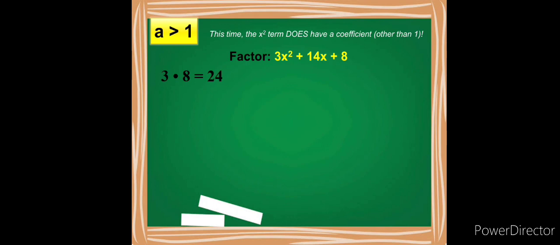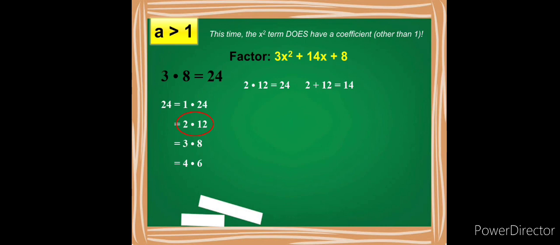The next step is to list all pairs of numbers that multiply to equal the product, which is 24. So, we have 4 pairs of numbers where each product is 24. Next step is to choose the pair of numbers that adds up to the middle coefficient, which is 14. So, what pair of numbers do you think it is? The 2 and the 12, because when you multiply 2 and 12, the product is 24. When you add 2 and 12, the sum is 14.